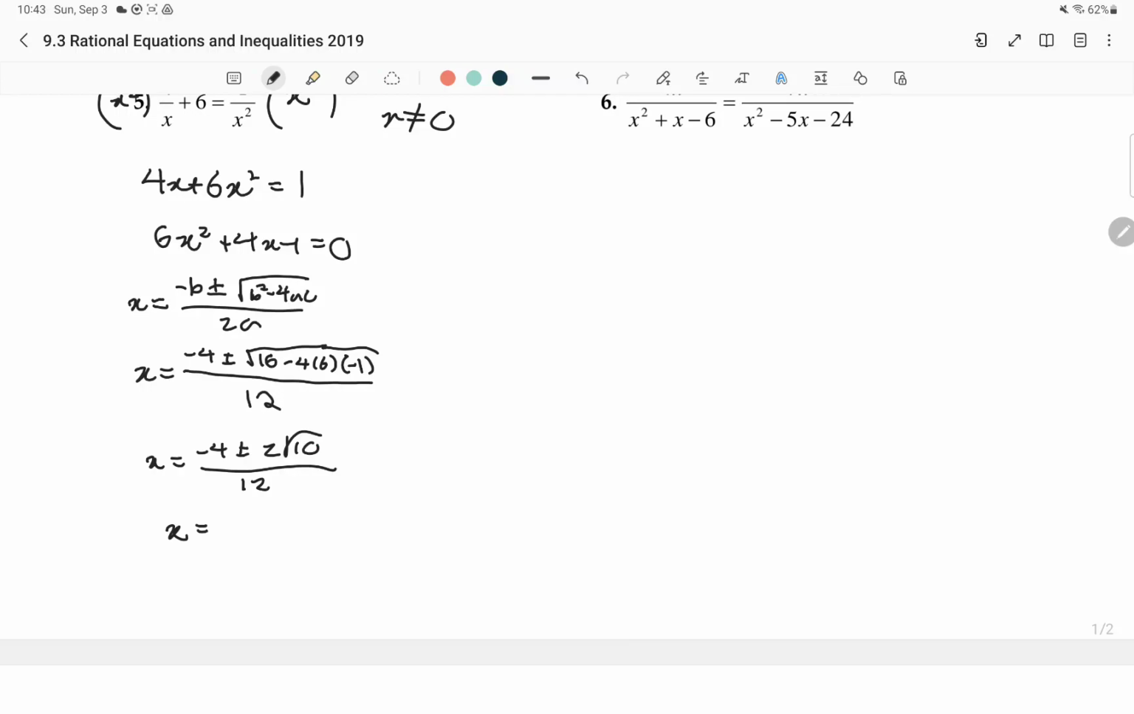We can cancel some stuff out here. If we take out a 2, we're going to get negative 2 plus or minus root 10 over 6, and this is our answer because it's not 0.